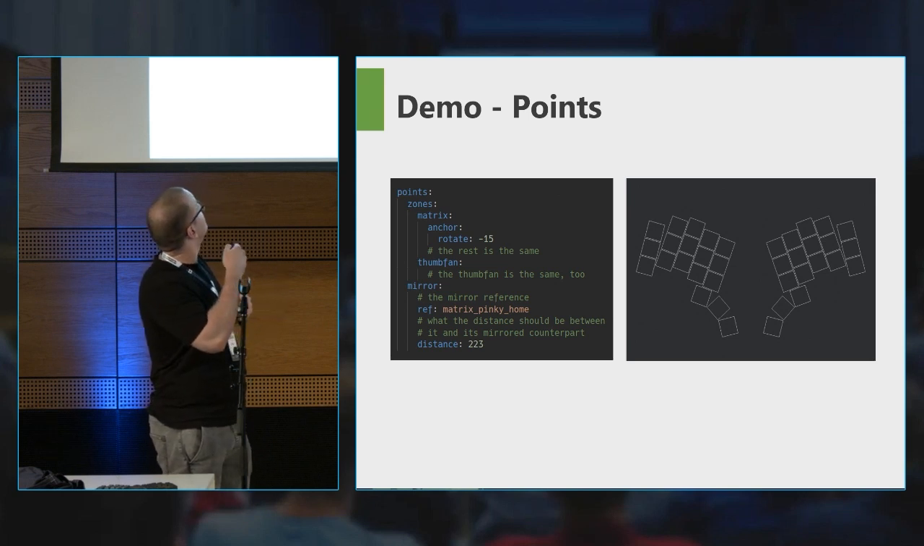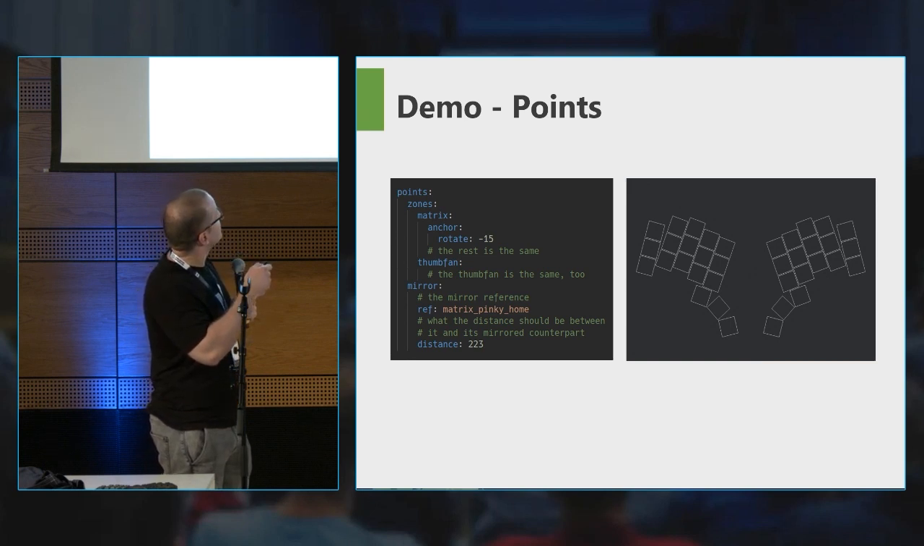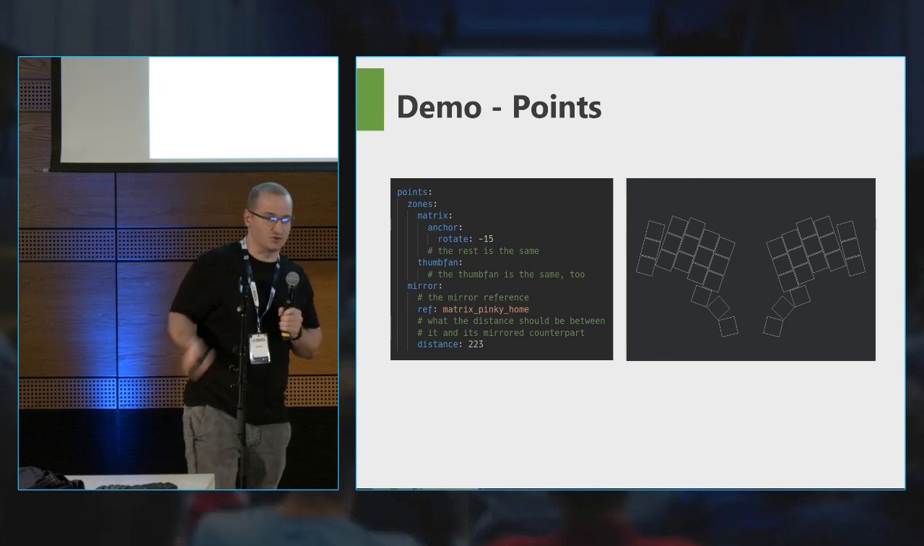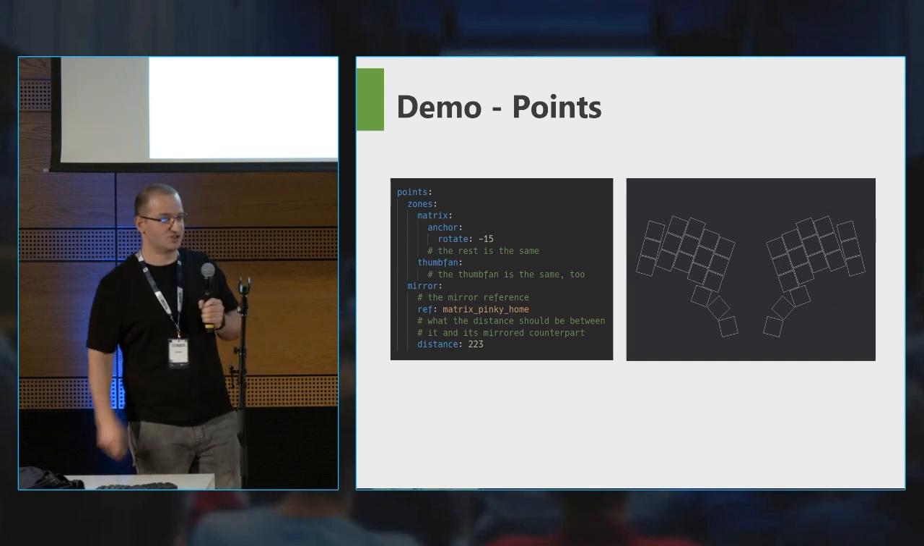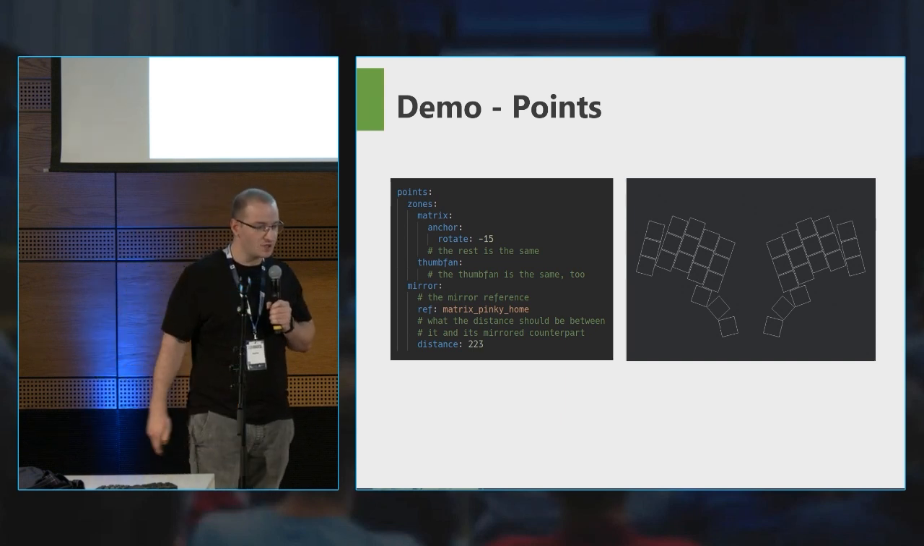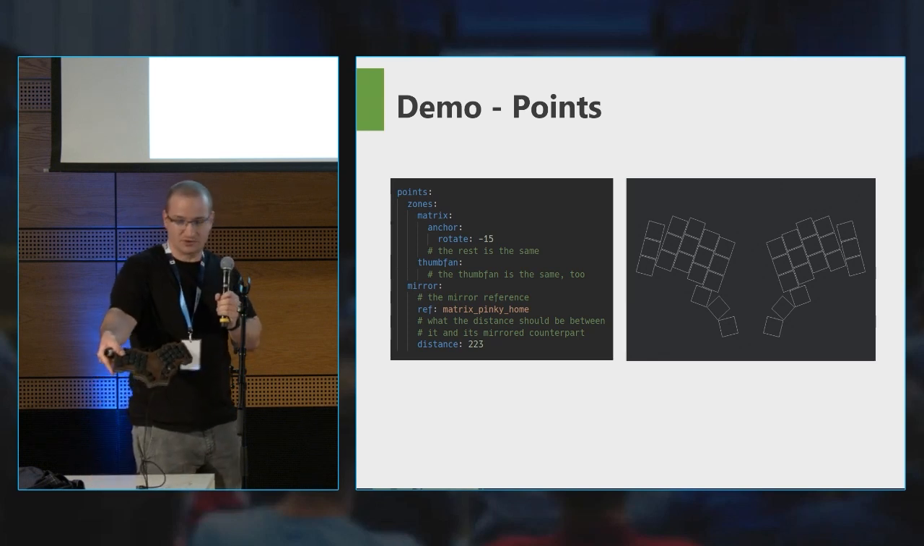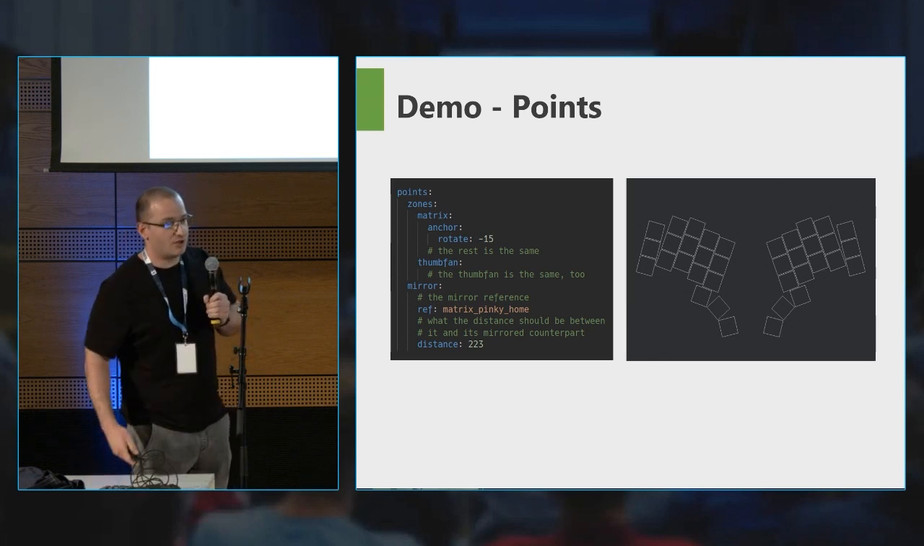And then we just declare a mirror clause that states that the matrix pinky home, which is this key, should be 223 millimeters away from its mirrored counterpart. And all the rest is just automatically calculated and the whole zones are mirrored. So this is how we get to a layout like this. I don't know if the camera can see it. Now these are just the points.